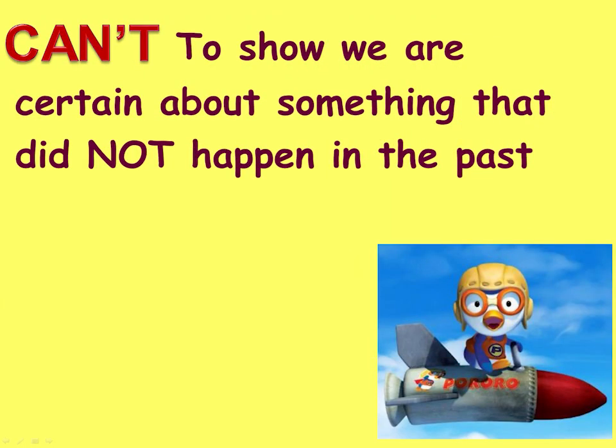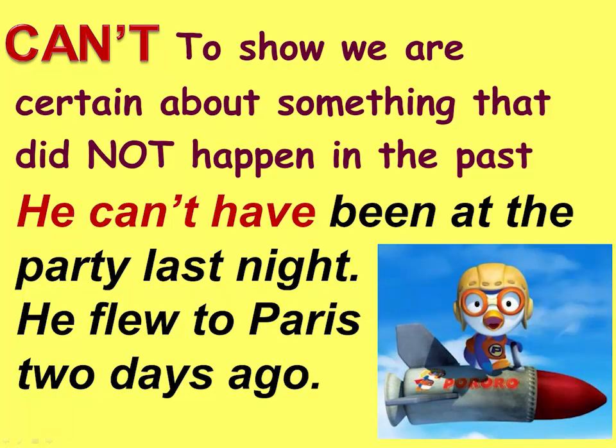Another situation, can't. Can't is used to show we are certain about something that did not happen in the past. Look at the example. He can't have been at the party last night. He flew to Paris 2 days ago. So I know he went to Paris. So he can't have been at that party we organized here. Can't have been. I'm sure again, it didn't happen.